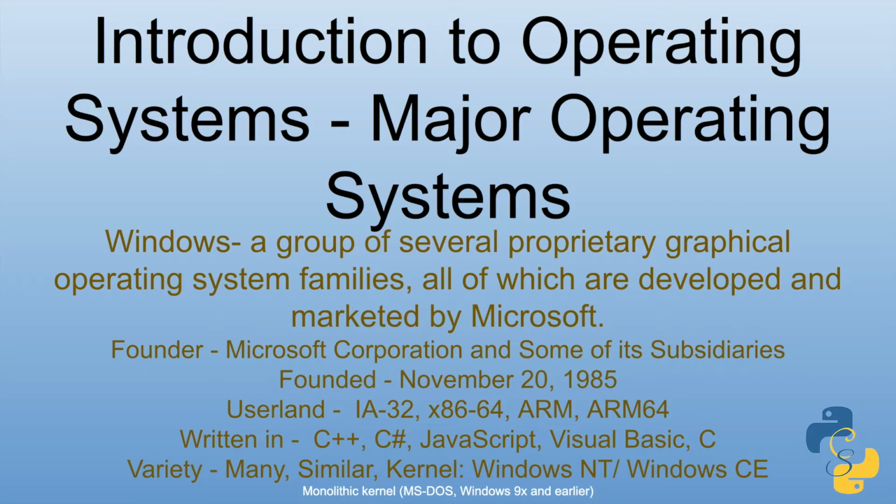This was founded on November 20th, 1985, making it one of the first operating systems to ever be made. The userland is IA32, x86-64, ARM, and ARM64. It was written in far more languages, including C++, C#, JavaScript, Visual Basic, and C. As for the variety of Windows, there are many varieties. They are still very similar, and the kernel is Windows NT or Windows CE. If you look at the bottom of your screen, that little white thing is the monolithic kernel, which is MS-DOS for Windows 9X and earlier. But especially these days, you will almost certainly never see a computer that is Windows 9X or earlier, and you'll certainly not work on those because they are very old and by no means compatible with today's software and today's speed.